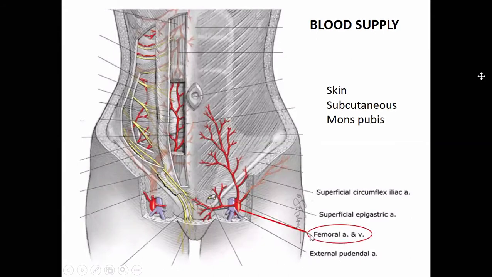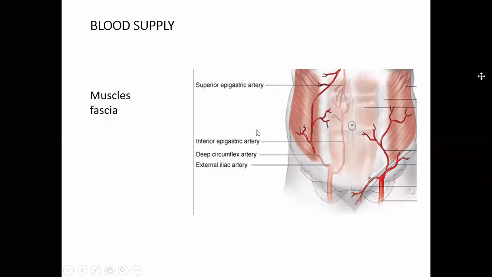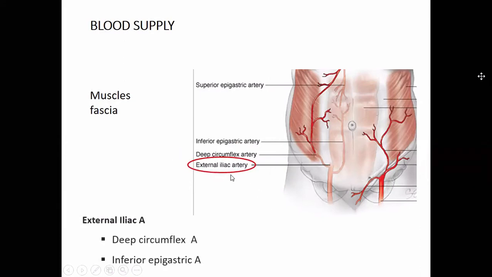And this femoral artery will give off the external pudendal artery towards the mons pubis, the superficial epigastric artery, and then the circumflex iliac artery. Now, for the muscles and the fascia, because these are deeper structures, the blood supply will be coming from the external iliac artery.